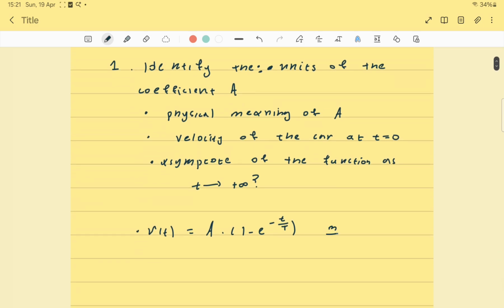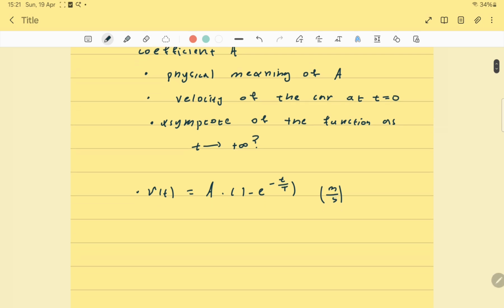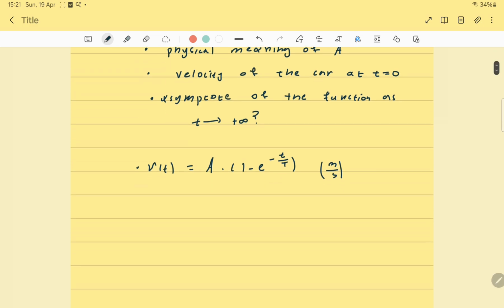This is meter per second. So this function represents a velocity and the measurement is meter per second. If we do dimensional analysis on t over capital T, that's going to be seconds over seconds. So this ratio is going to be dimensionless.